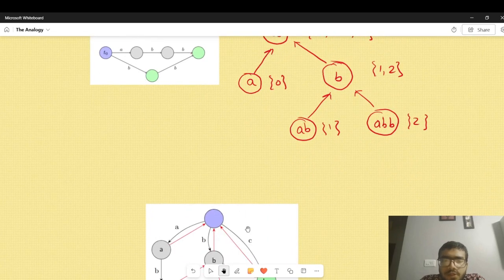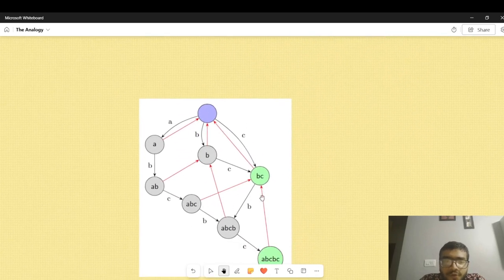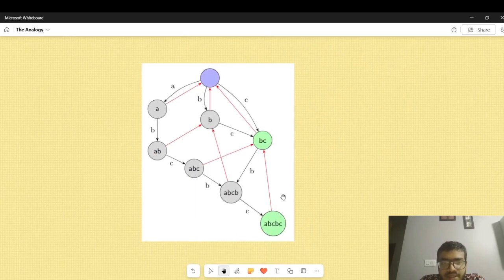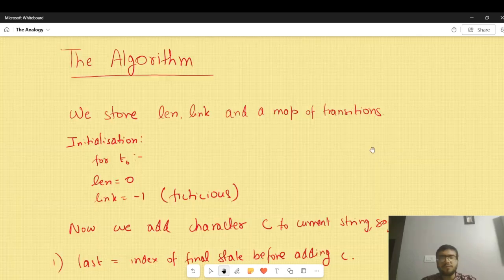Now for your reference, you can just pause for a moment and try to digest. This is yet another diagram in which I try to merge the suffix automaton along with the suffix links to form a sort of web of substrings of ABCBC.